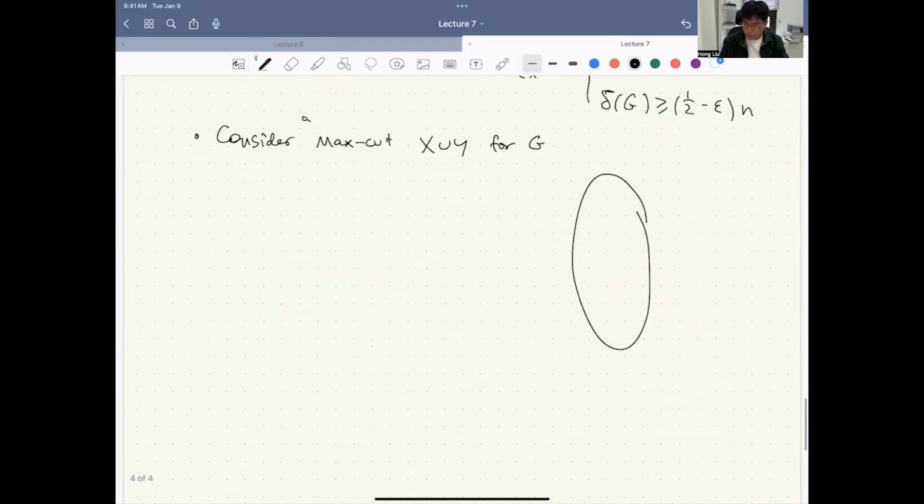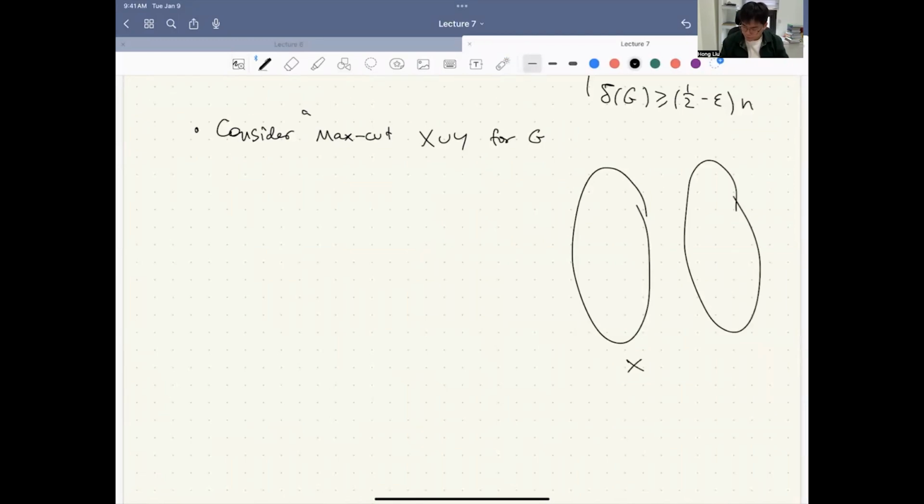So this is our max cut. We have some edges going across, and you have some edges inside. Perhaps you have some edges inside. We want to show that there's no such inner edges, the red ones. So how do we do that?